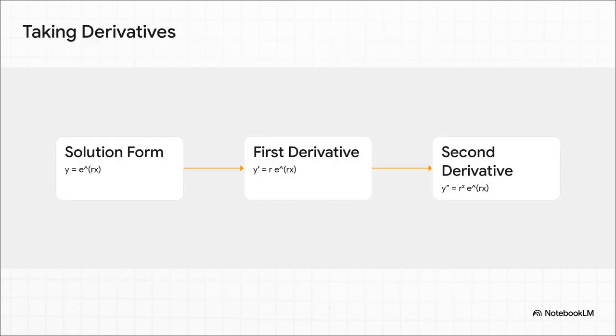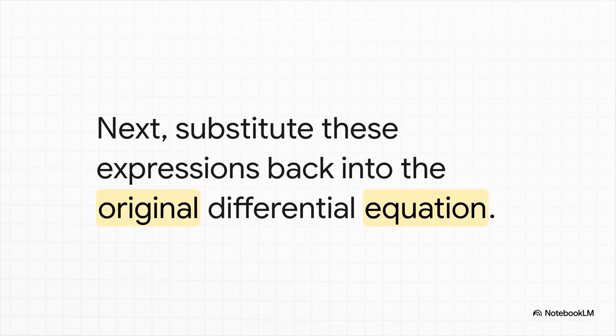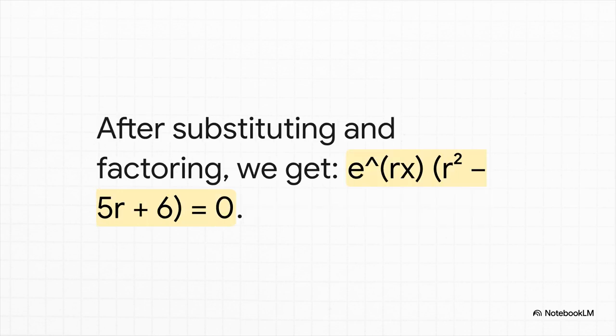And this is where the magic really happens. Just look what happens when we take the derivatives. The first derivative, y prime, just brings down an r in front. The second derivative, y double prime, brings down another r, giving us r squared. The calculus part is literally turning into simple multiplication. So what's the next logical step? We take these new expressions for y, y prime, and y double prime, and plug them right back into that scary equation we started with. After we substitute everything in, and then factor out that e to the rx term that's in everything, this is what we're left with.